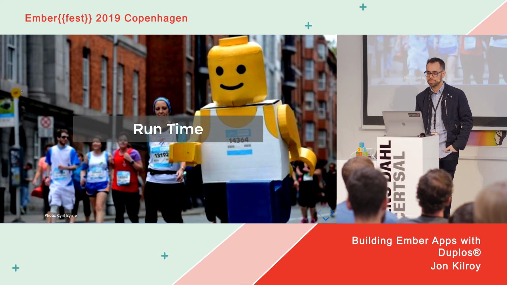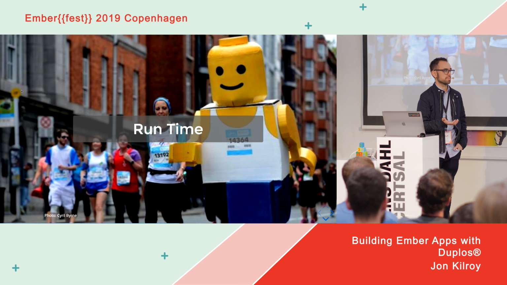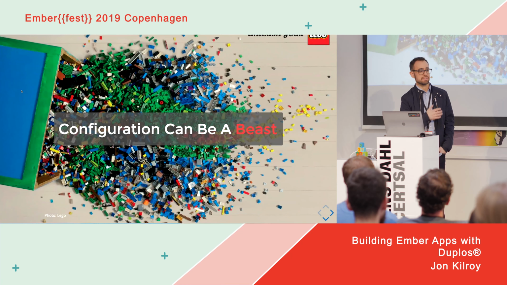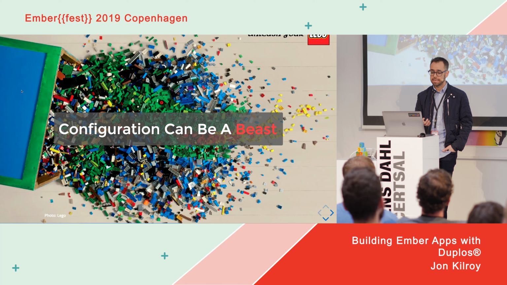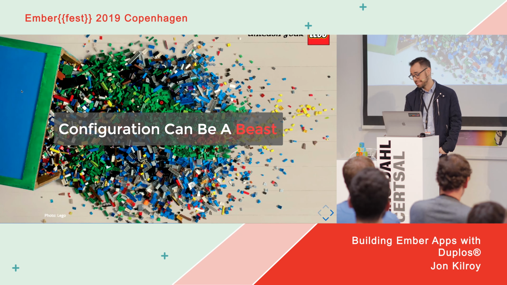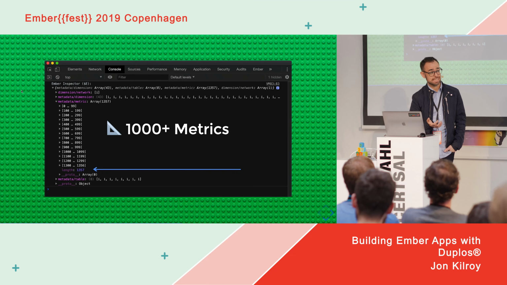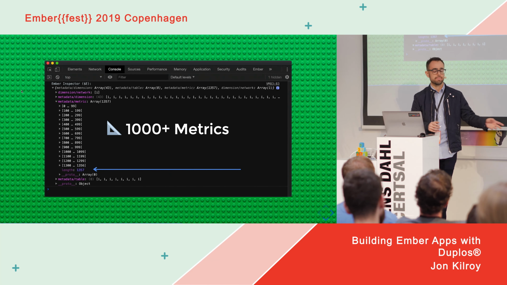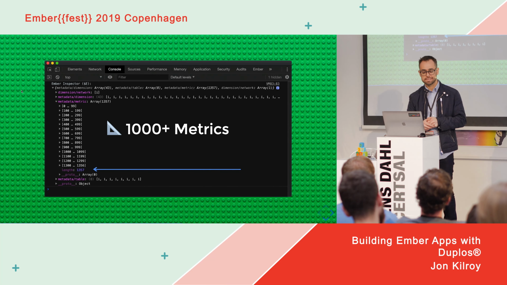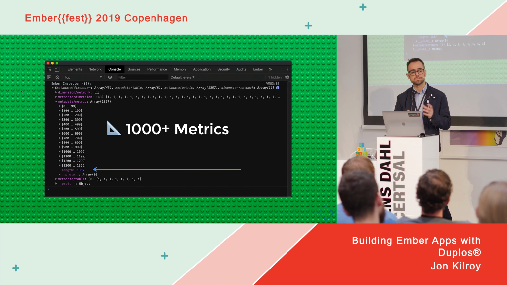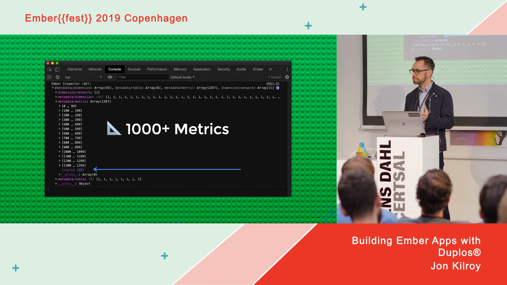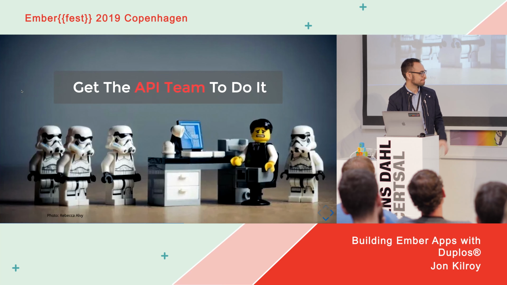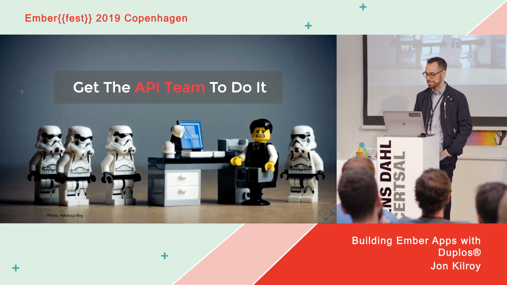Another thing to consider is that configuration doesn't always have to be determined at build time, but sometimes it can be determined at runtime. I don't know if you have a lot of experience with configuration. I sure do. And I know that configuration can be a real beast. One of our applications has over 1,000 metrics. And to handwrite that and to keep that in sync with the API and the UI is a real tenuous and tedious task. And so what does every good UI developer do when faced with this difficult task? We just get the API team to do it for us, right? That's what they're there for.